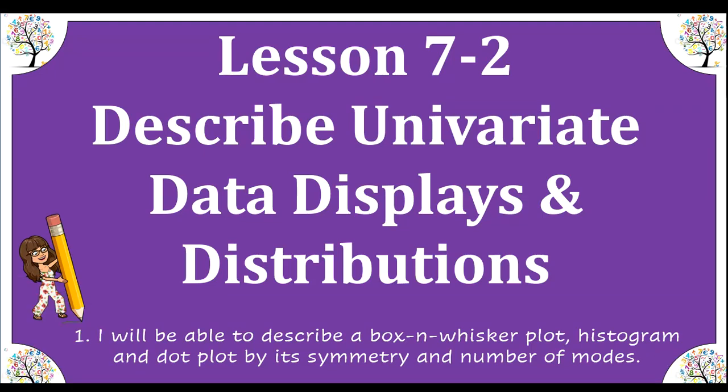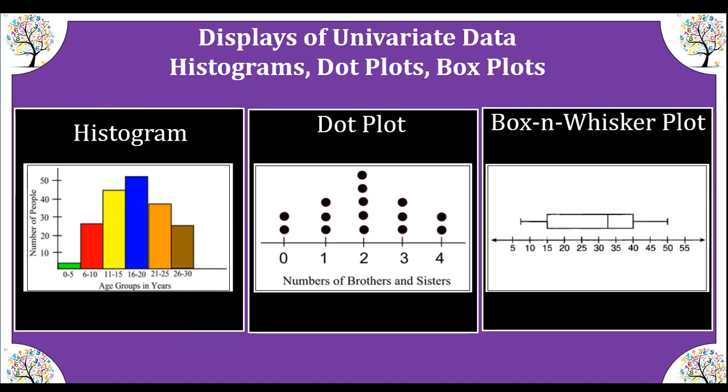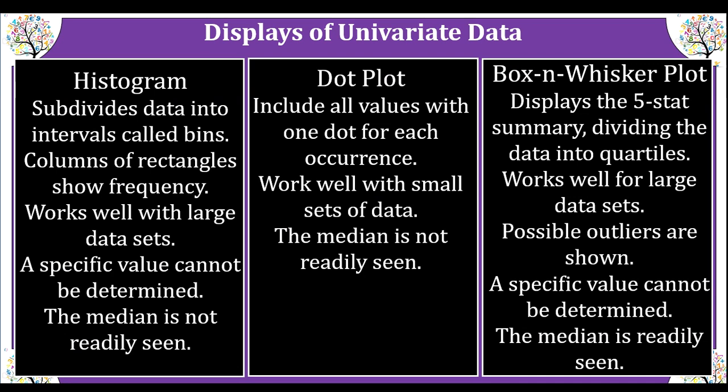Okay, now that we have learned the two measures of univariate data, the center and the spread, we're going to take a look at univariate data displays and be able to describe these. Three of the most common displays for univariate data are a histogram, dot plot, and box and whisker plot. And each of these has pros and cons. So just a quick review.